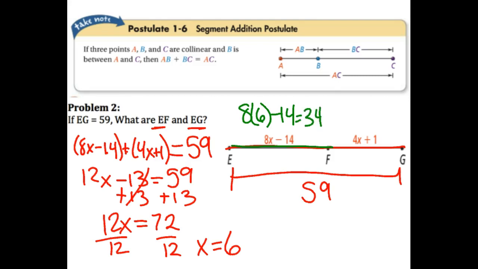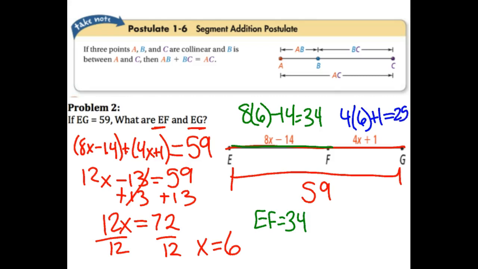34. Now, if you left your work like that, I would tell you that actually that's not accurate. You want to say EF is 34, and you're going to do the same thing over there with that 4x plus 1. 4 times 6 plus 1. 4 times 6 is 24, plus 1 is 25.